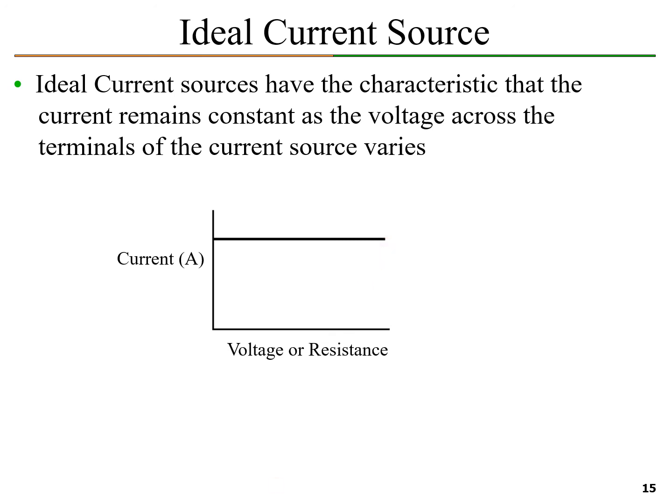Now, a real current source has the characteristic that when the voltage gets too large or resistance gets too large, then the current starts dropping off. Or when the voltage gets too large, the current starts decreasing.